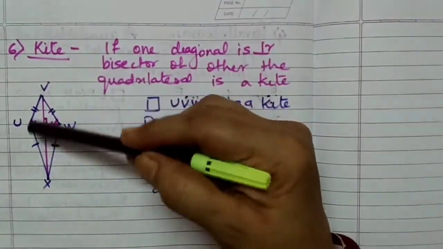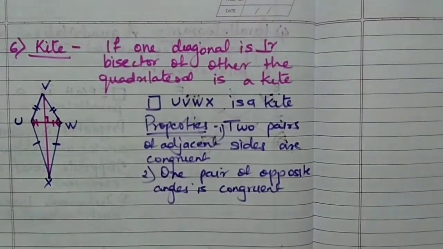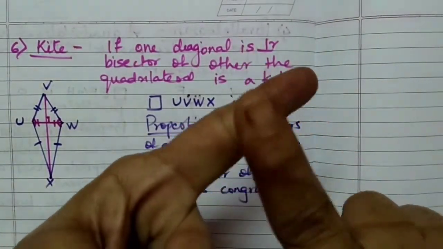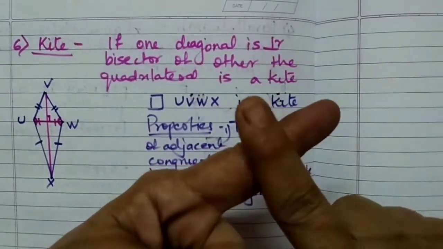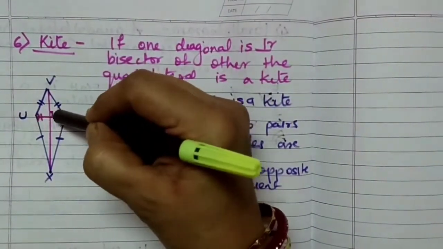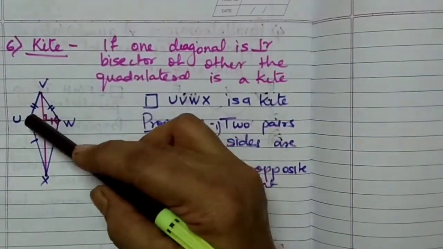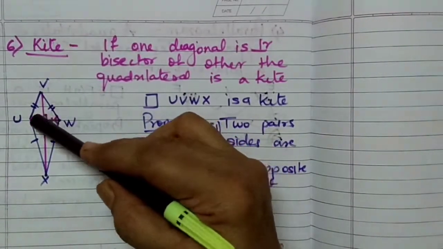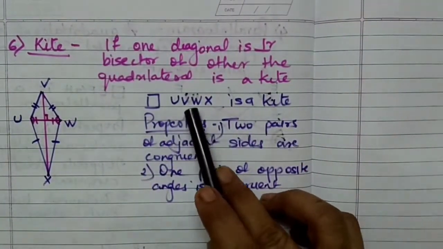Now we are not concerned with the sides of a kite, but the diagonals, that is the sticks in the kite; you tie two sticks in this way. When you tie the two sticks, one stick is longer or shorter, which one? Now here this stick is bisecting this one, that is, dividing it into two equal parts. So one diagonal is a perpendicular bisector: it cuts at 90 degrees, and it also divides this into equal parts, then it is a kite. Quadrilateral UVWX is a kite.